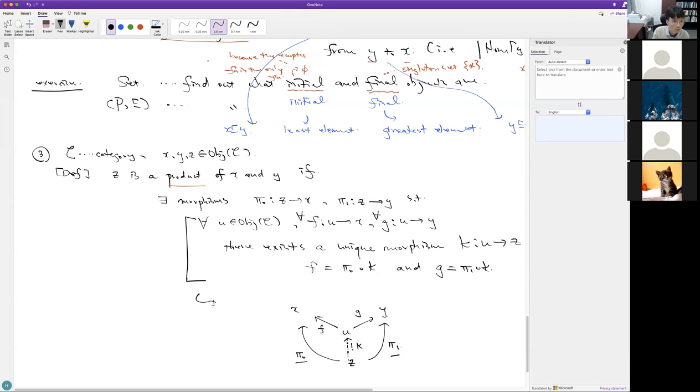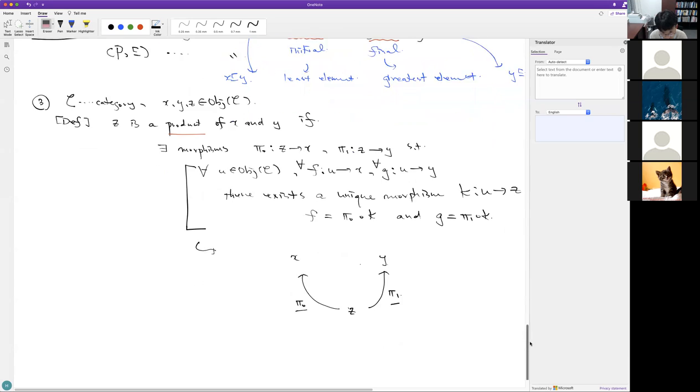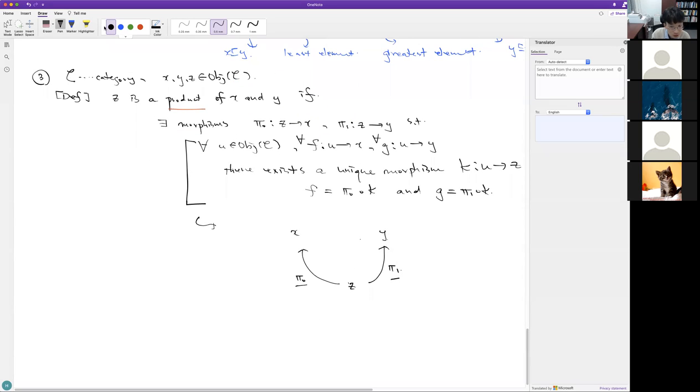I think I was wrong. Sorry about this, I think I completely messed up. So this condition has to be written differently. The definition was right, but it has to be written like this. U, here's F and G. So that's what's written there.